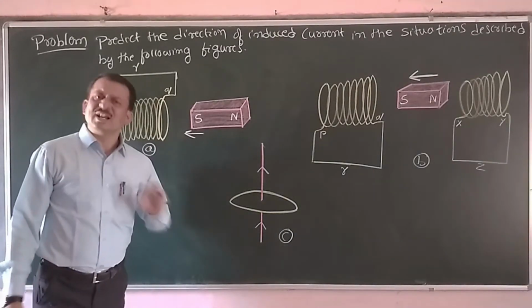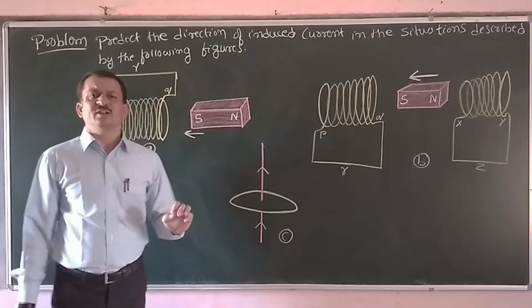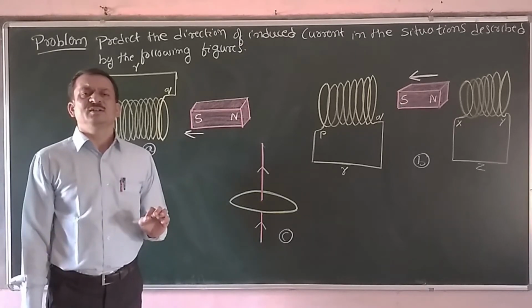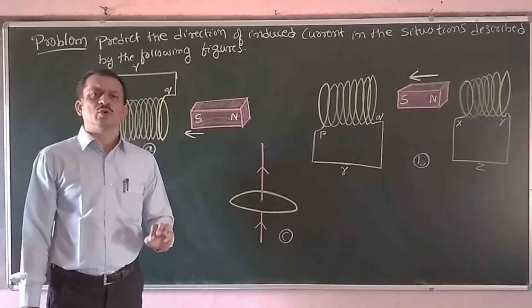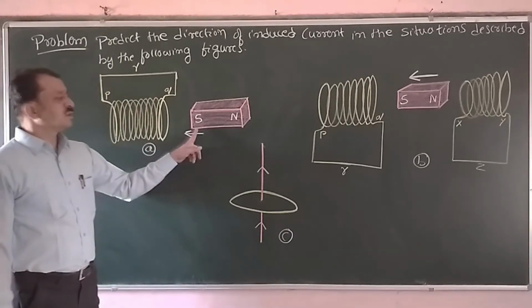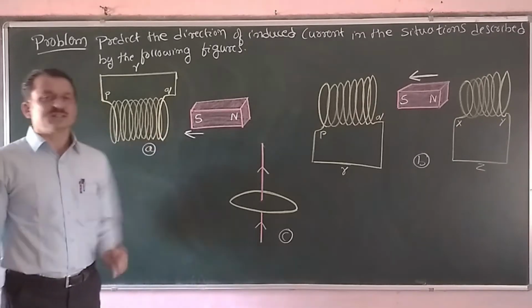Now, according to Lenz's law, the polarity of the induced EMF is such that it produces a current in the coil or the circuit which opposes the change in magnetic flux which produced it.